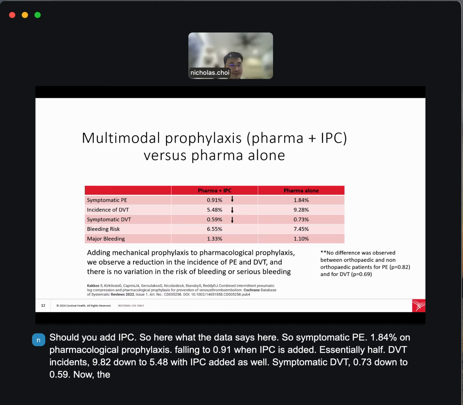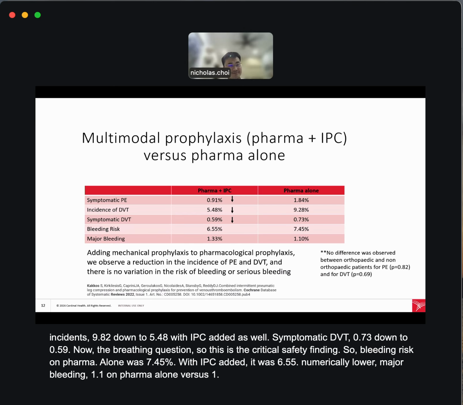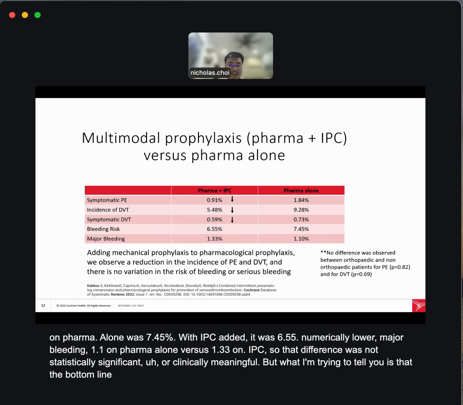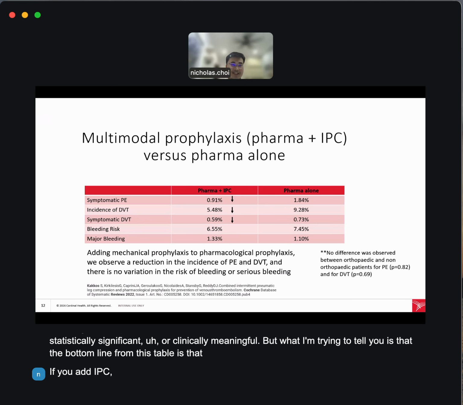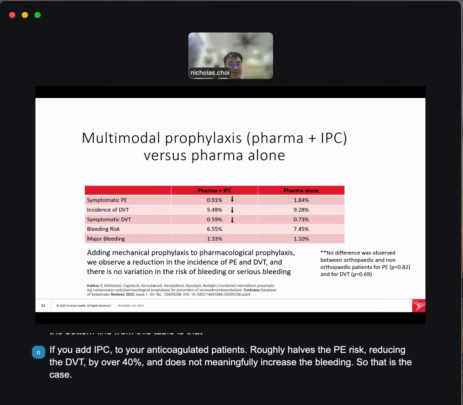Now, the bleeding question. This is the critical safety finding. Bleeding risk on pharma alone was 7.45%. With IPC added, it was 6.55, numerically lower. Major bleeding, 1.1 on pharma alone versus 1.33 on IPC. That difference was not statistically significant or clinically meaningful. But what I'm trying to tell you is that the bottom line from this table is that if you add IPC to your anticoagulated patients, it roughly halves the PE risk, reduces the DVT by over 40%, and does not meaningfully increase the bleeding. So that is the case for a combination of prophylaxis in this slide.